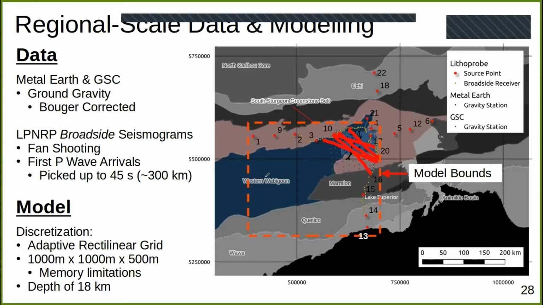So I used an adaptive grid. Areas away from the Metal Earth area have very big cell spacing, as we're not going to be imaging anything in there. And then refine that down to cells of 1 by 1 by 500 meters deep. And that was just taking it to the level of the memory I had available to calculate this, at least in this initial trial. And I took the depth to 18 kilometers in here.